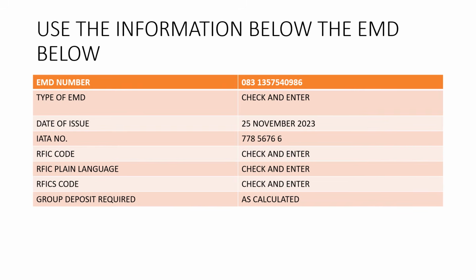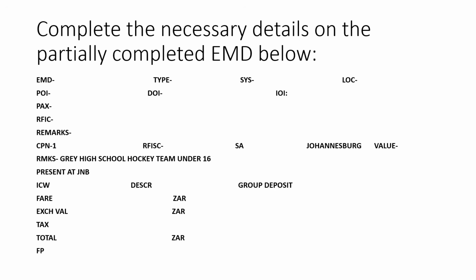Same applies with the reason for issuing the EMD. There's no reason which is called check and enter. It simply means you must go and check. Now let's have a look at our very last slide. We have EMD. You write down the EMD number which is given. We have type. You write down whether it is EMDS or EMDA.